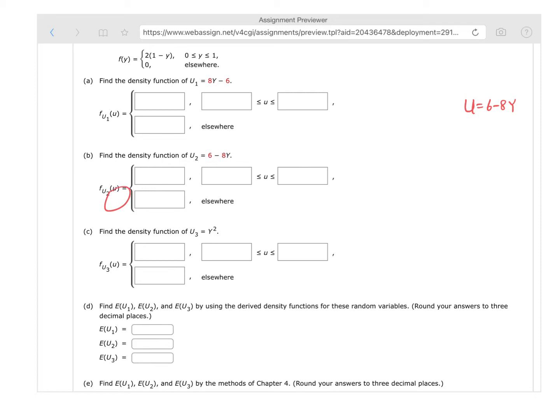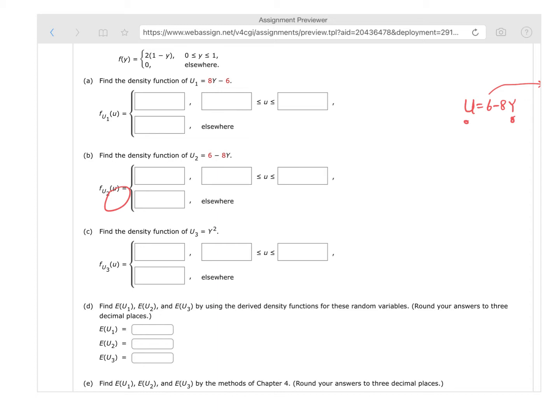My hint for you is to graph the relationship between u and y. Think of y as your x variable and u as your y variable, and graph this. It looks like this, right? This is 6 because that's the y-intercept. And when y is 1, u is going to be negative 2. So you can see this relationship. You can draw a line.